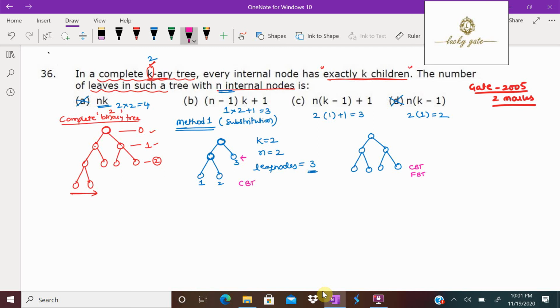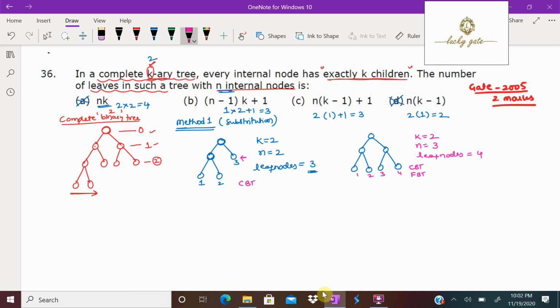Now for this case, what is k? K equals 2. And what is n, the number of internal nodes? The number of internal nodes is 3. Now the number of leaf nodes. How many leaf nodes do we have? 1, 2, 3, 4. 4 leaf nodes.